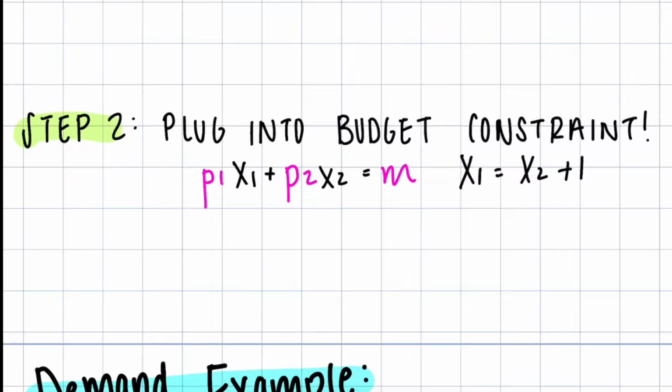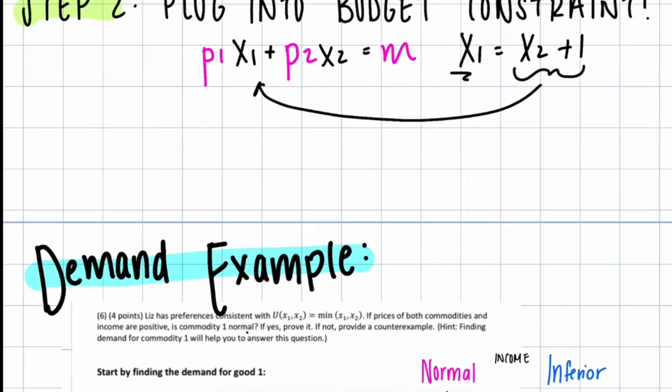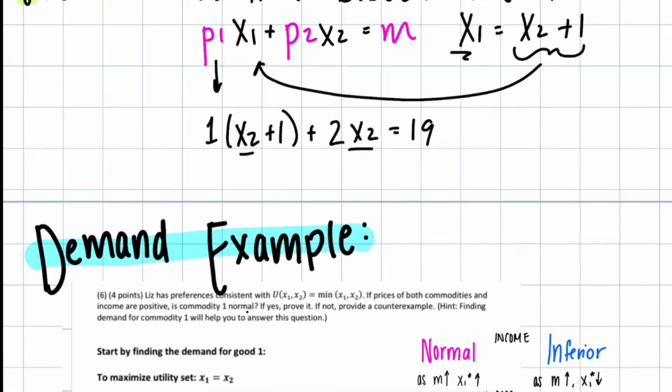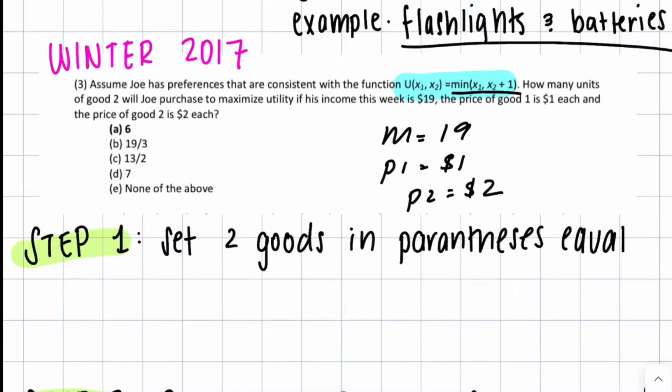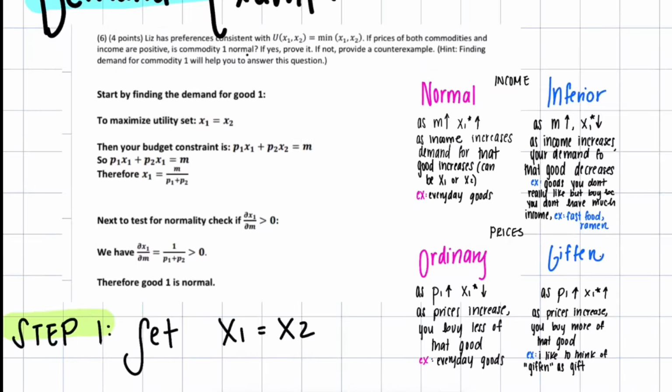I'm going to plug this in for x1 here, because x1 is equal to that. P1 is 1. We know that x1 now equals x2 plus 1. We know that P2 is 2, and our x2 is going to stay there because now we're solving for x2 in our budget constraint, and that's going to equal our income of 19. Just to simplify this out, we have 3x2 equals 18, and x2 optimally is going to equal 6 will be our answer.